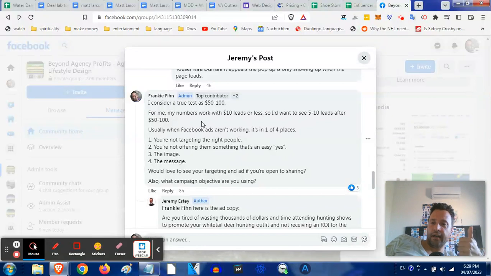So I look for, there's only 4 things that can go wrong. You're not targeting the right people. You are not offering them something that's an easy yes. Your image is not conducive to the action you want to take. And your messaging, how you dress this up with words.